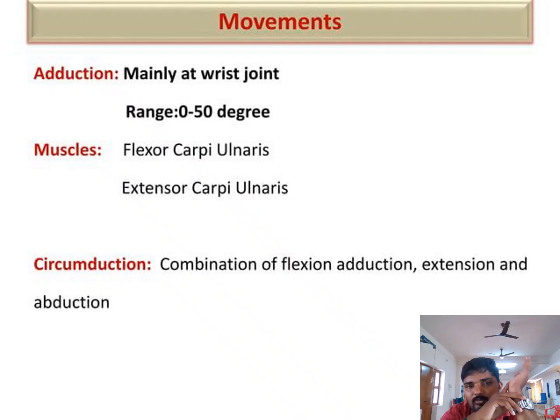Then the adduction movement, mainly at the wrist joint, 0 to 50 degrees. The main muscles are flexor carpi ulnaris and extensor carpi ulnaris. Then circumduction is a movement combining flexion, extension, abduction, and adduction.